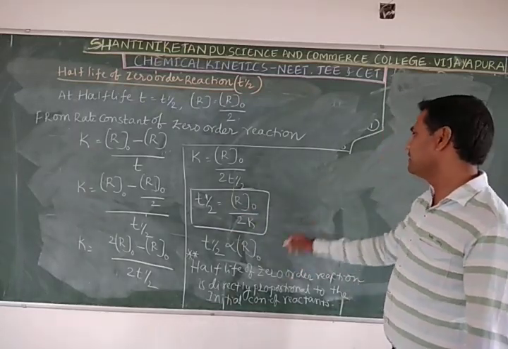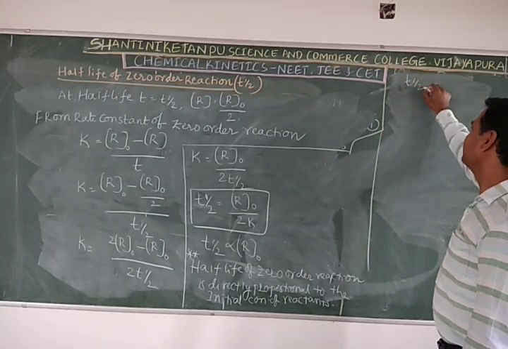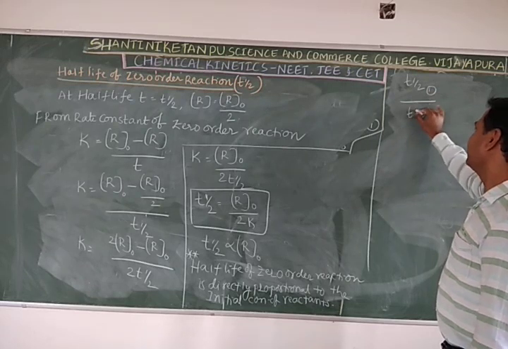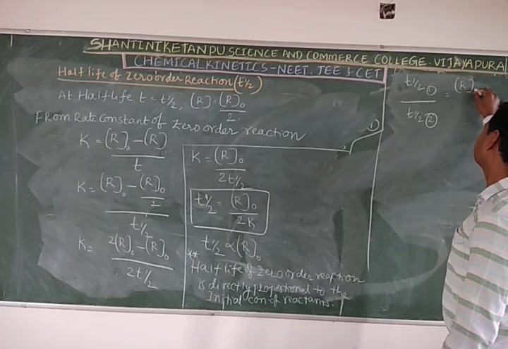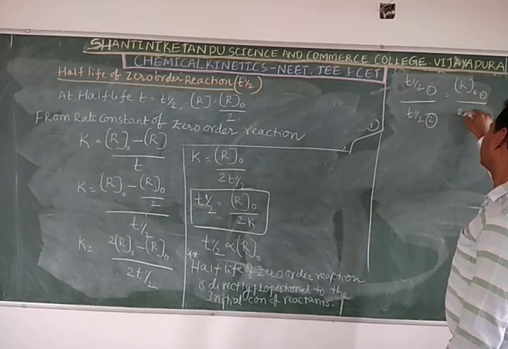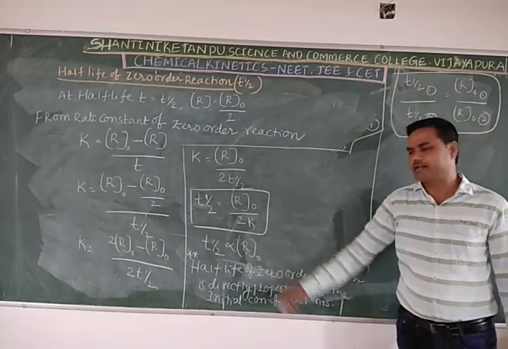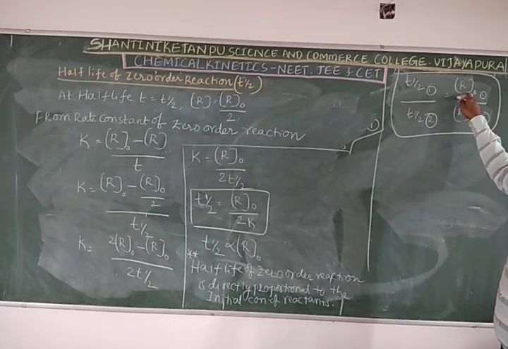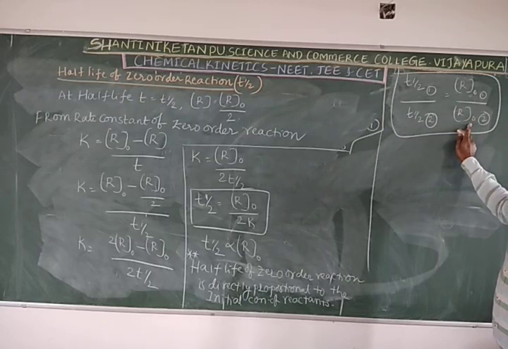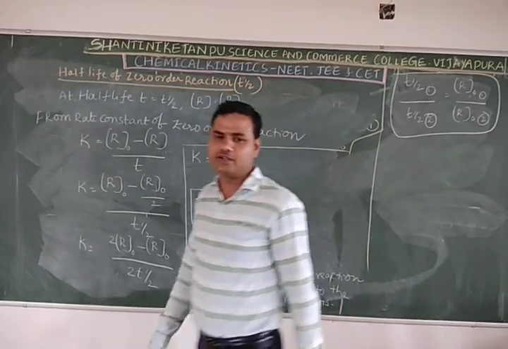And with this equation I can also write some more equations. T half 1 by T half 2 is equal to R naught 1 by R naught 2. Right? So these are some more equations we have. Because the T half is directly proportional to R naught, therefore T half 1 is directly proportional to R naught 1, and T half 2 is directly proportional to R naught 2. So these are the half-life equations we have for the zero order reaction.